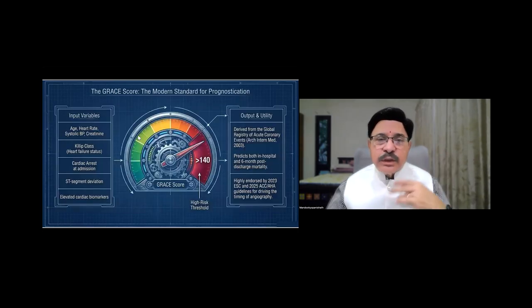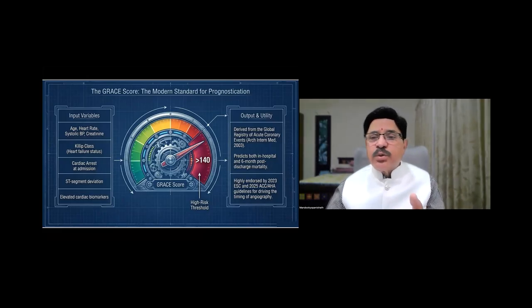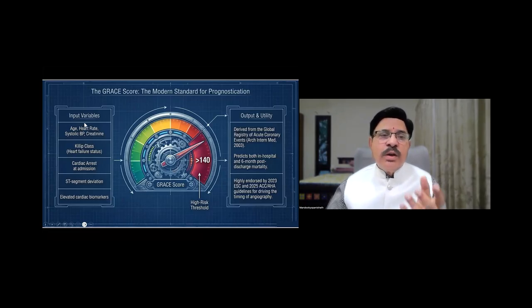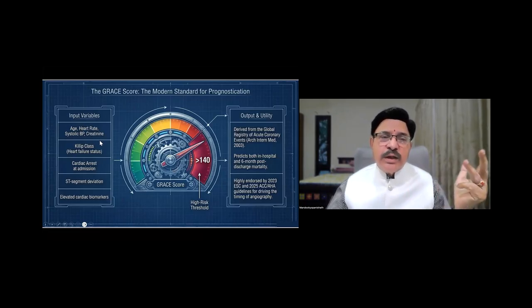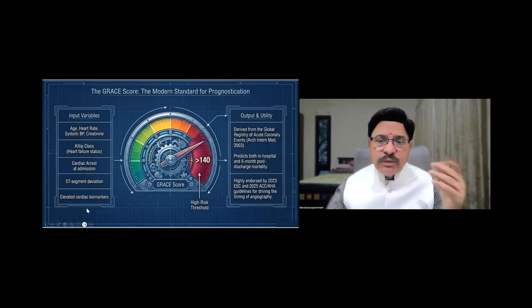Now, the third, this is not a simple 1, 2, 3 numbers here. These are all weighted scores. So you have to use this GRACE score. Input variables are age, heart rate, systolic BP, creatinine, Killip class, cardiac arrest on admission, ST segment deviation, elevated biomarkers. Each one is given a weight.